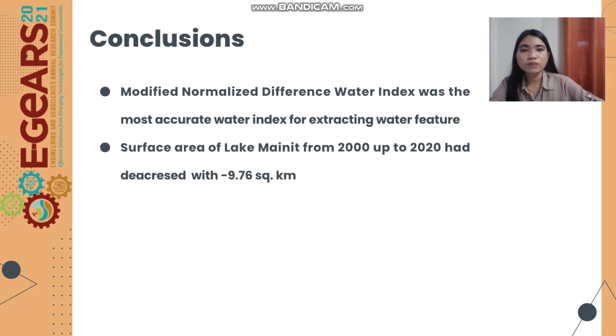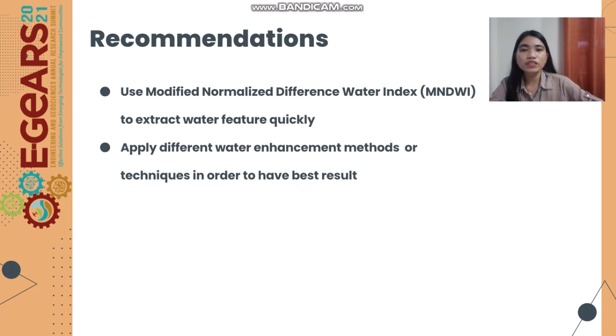This study concludes that modified normalized difference water index was the most accurate and suitable water index for extracting water feature. Based on the results, the surface area of Lake Mainit from 2000 up to 2020 had decreased with negative 9.76 square kilometers. This study recommends to use modified normalized difference water index to extract water feature quickly and easily, and to apply different water enhancement methods and techniques in order to have best result.